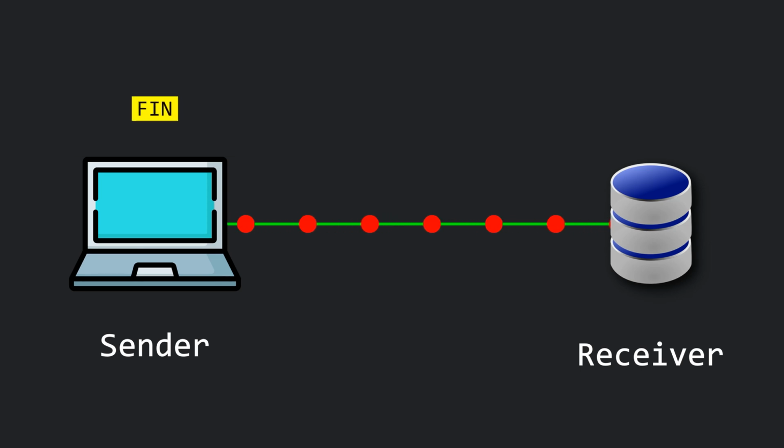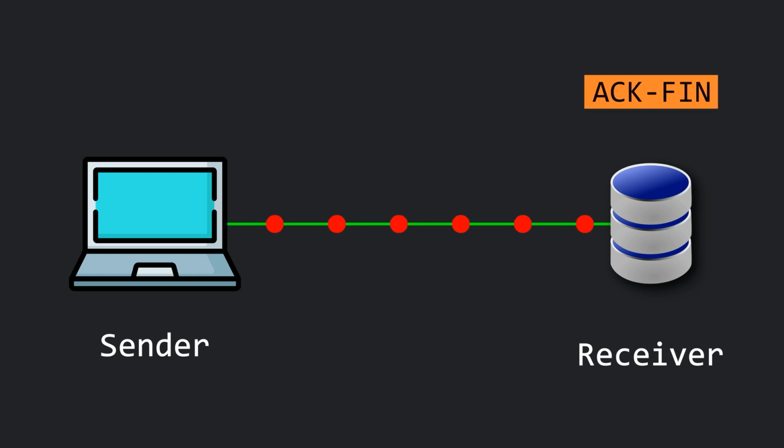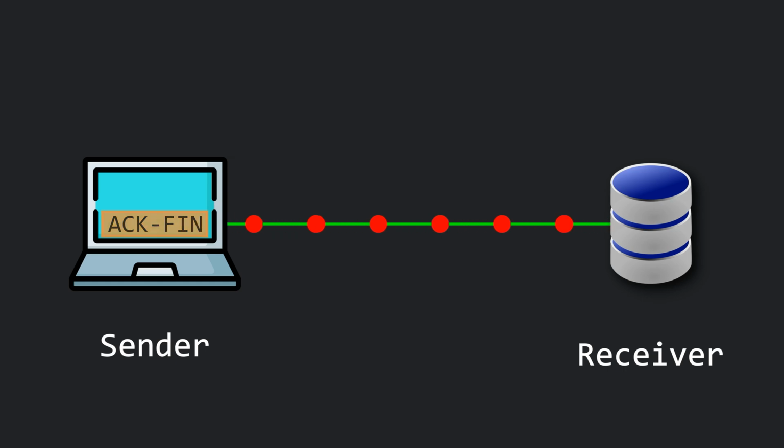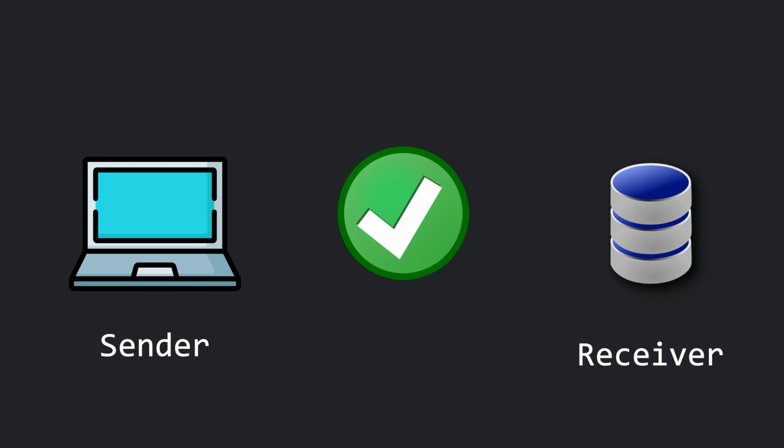To do this, the sender initiates the termination by sending a FIN request, which signals that it has finished sending data. The receiver responds with an acknowledgement and sends its own FIN request to indicate that it's also ready to close the connection. Finally, the sender acknowledges this second FIN and the connection is officially terminated.